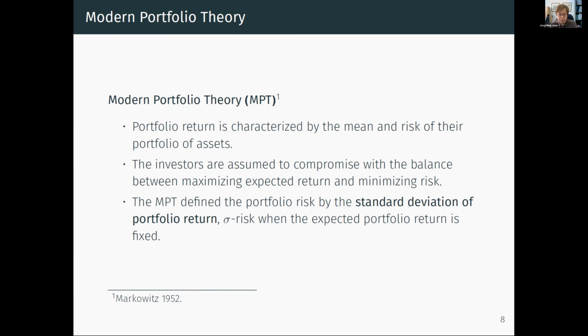Okay, the minimization problem is solving the Markowitz model based on the data. The modern portfolio theory is the Markowitz model. That means the portfolio return is characterized by mean, and risk factor is represented by variance. If the investors are assumed to compromise the balance between the return and risk, they try to minimize the risk under the constraint of log return rate. As you know, the Markowitz model is defined by minimizing risk, the standard deviation of portfolio return. It is called sigma risk.